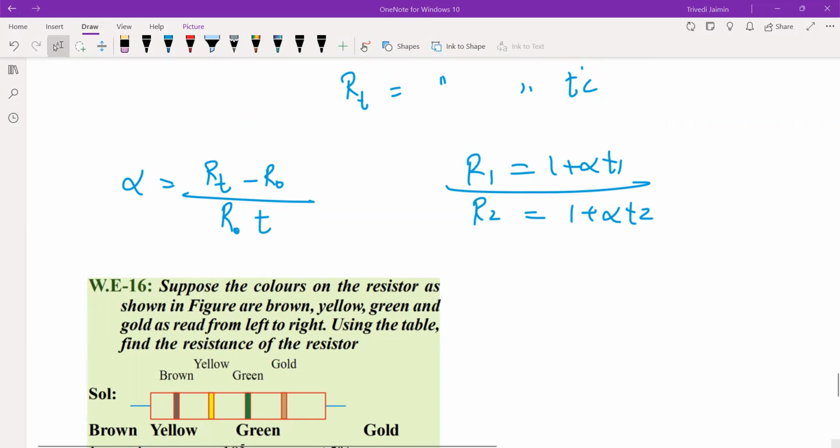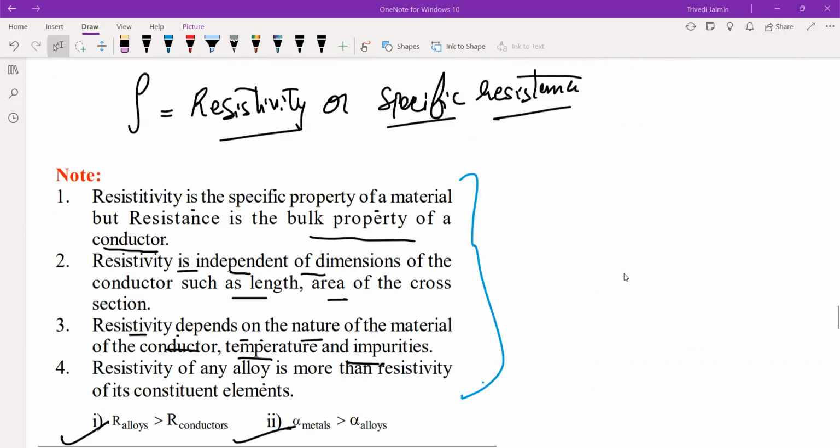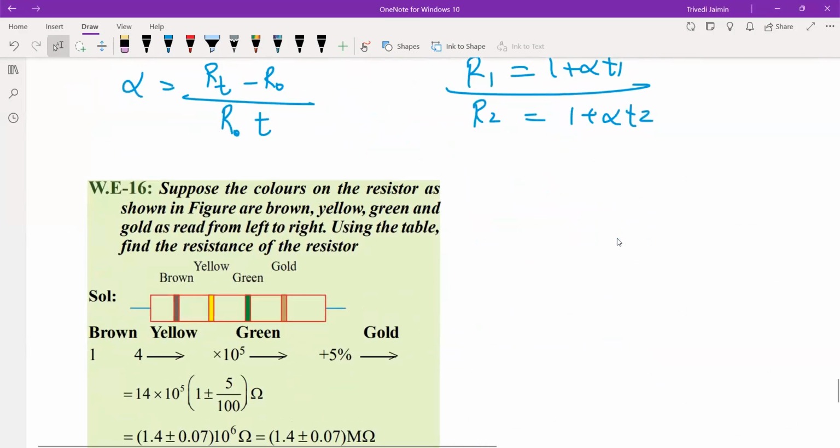I think this was a similar question which we took from an exam question. Let me check that. One second, guys. Okay, see, the question is given here. Suppose the colors of the resistor as shown in the figure are brown, yellow, green, and gold from left to right. Using the table, find the resistance of the resistor.